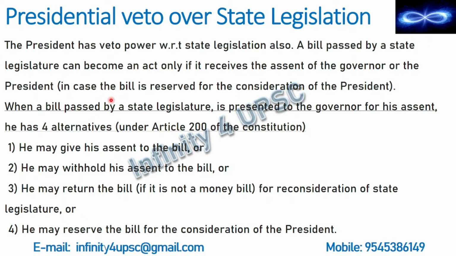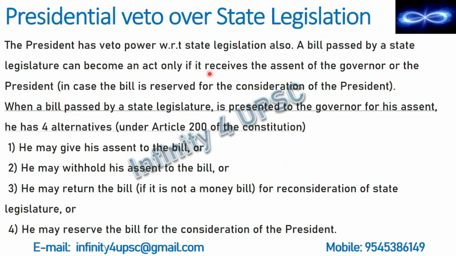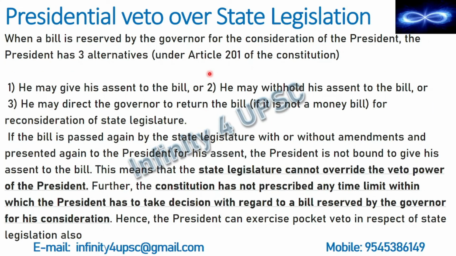So when the president gives the assent, the bill will become an act. Now when a bill is reserved by the governor for the consideration of president, the president has 3 alternatives, and this is under Article 201. Here we saw Article 200, he is reserving it for president, and then the next step is what is the decision that the president will take.